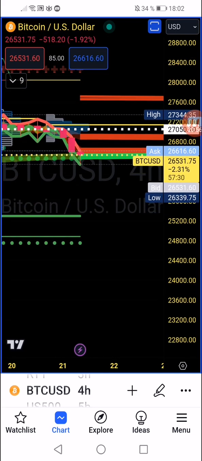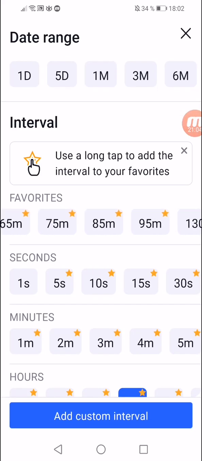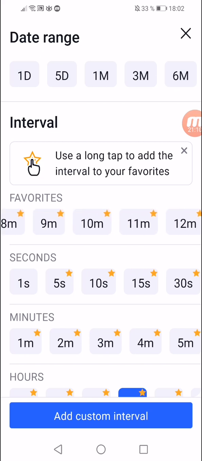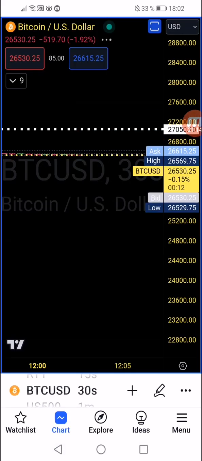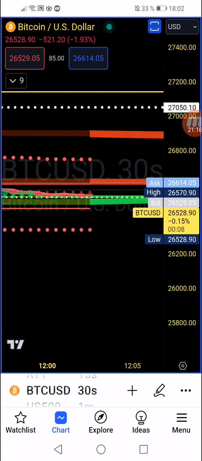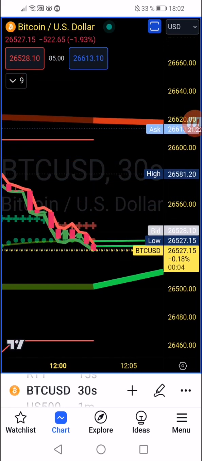Okay, now if I want to trade the Bitcoin, what can I do? Here I know the market is down. On 4 hour, the bias and main trend is down, and then I go to the 30-second chart. So, and on the 30-second chart, make it bigger.